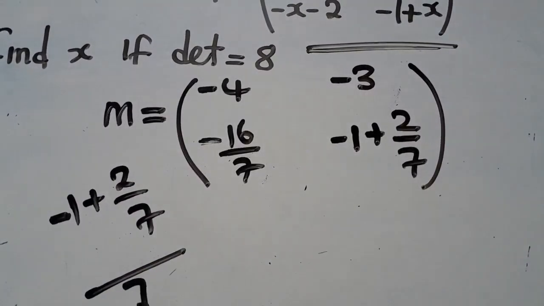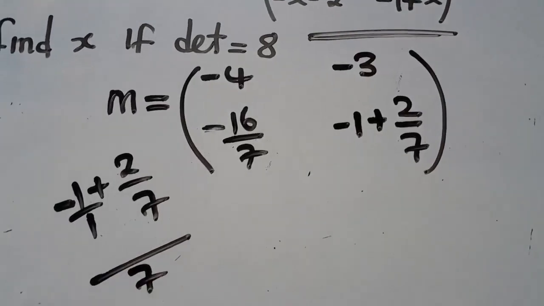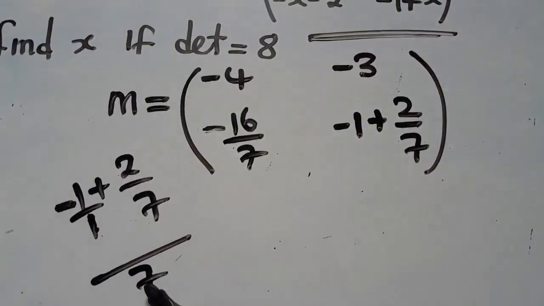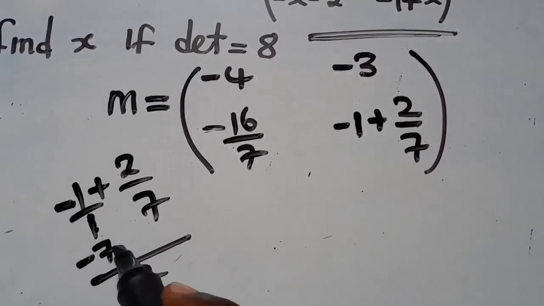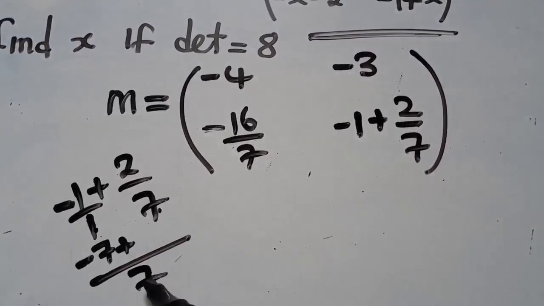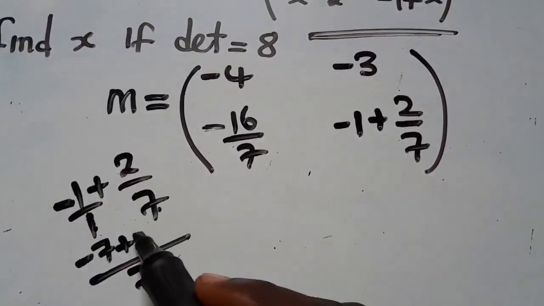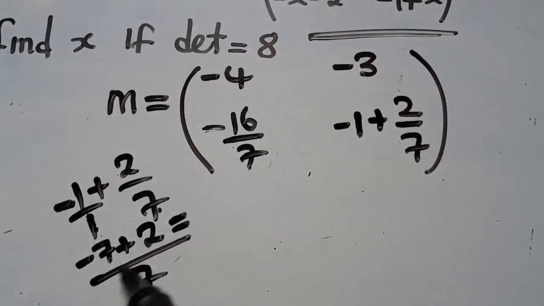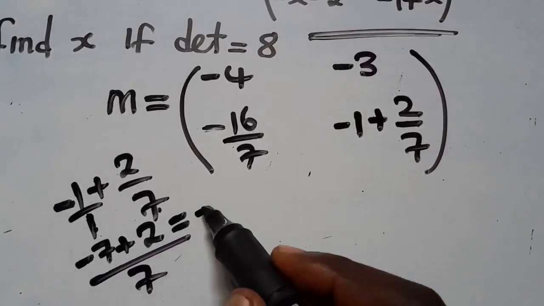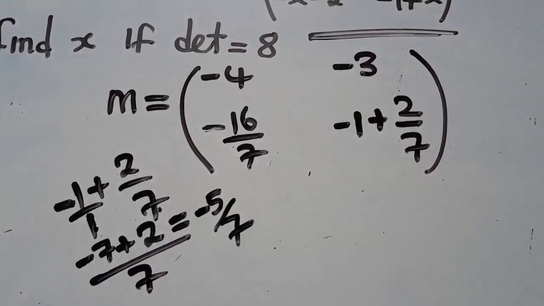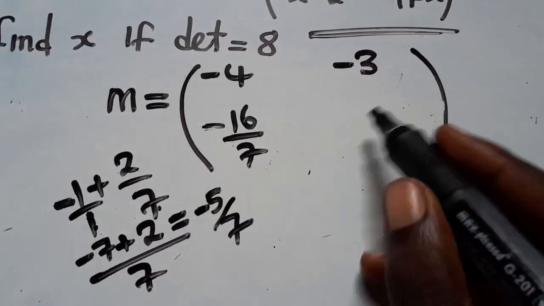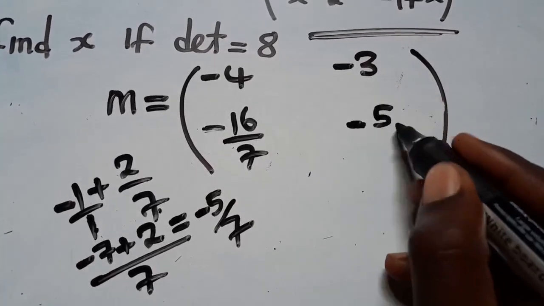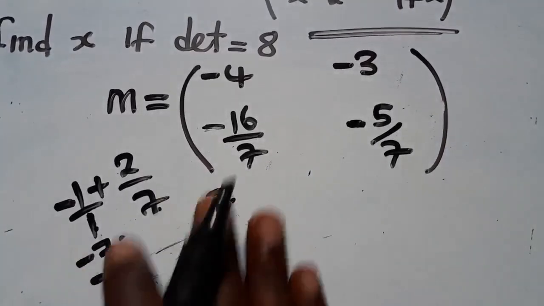Lowest common denominator there, it's what? 7. Here you put 1. What? 1 into 7? 7. 7 times negative 1, that is negative 7. You put plus. 7 into 7, 1. 1 times 2, it is 2. When you add there, what answer are you getting? You're getting negative 5 over 7. So this is the answer which is here. So you can just say negative 5 over 7 like that.